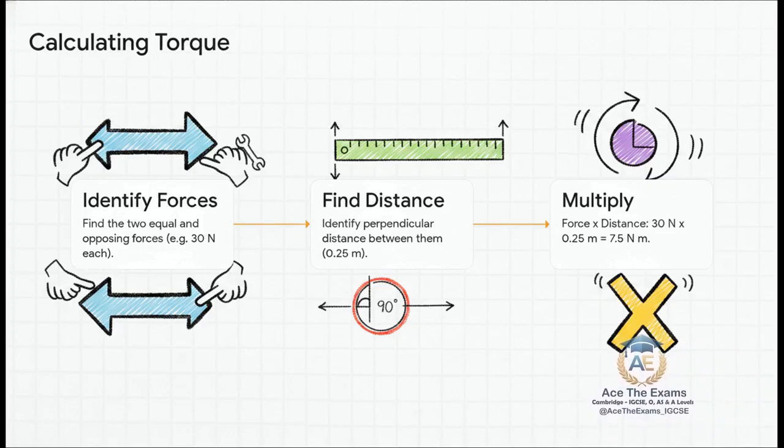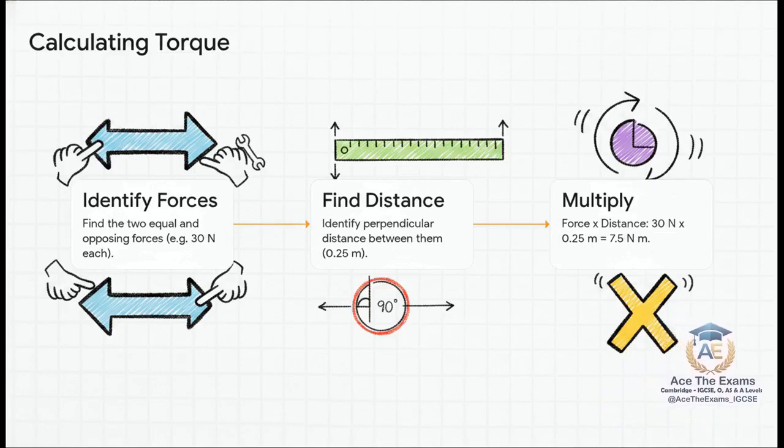Always write the formula, show the substitution, state the final answer, and include the correct unit. If you mess up the math but show the formula and substitution clearly, you will still pick up method marks. That is how you play the exam game to win.